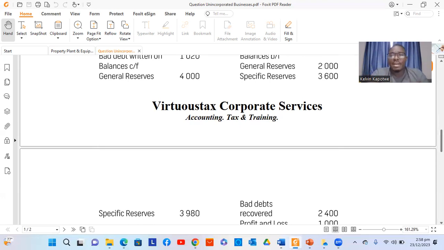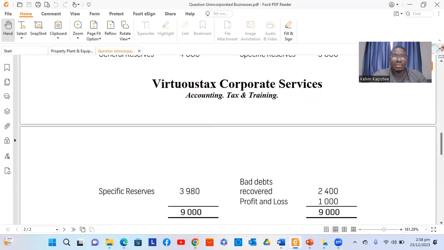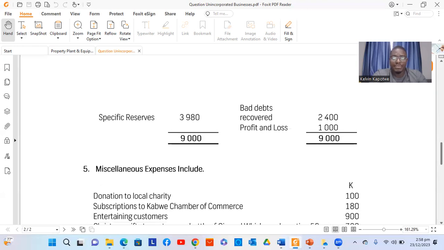So we have general reserve, there's an increase of 2,000 there. So since it's a general reserve and there's an increase, we are going to add it back, we're going to disallow it. I think that's the only thing that we can get from the bad debt account. The rest of the things are allowable for tax purposes.